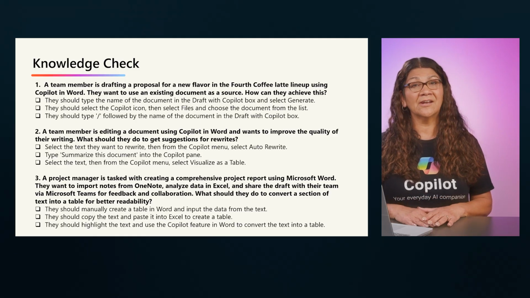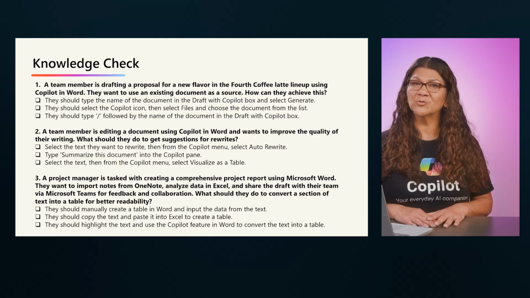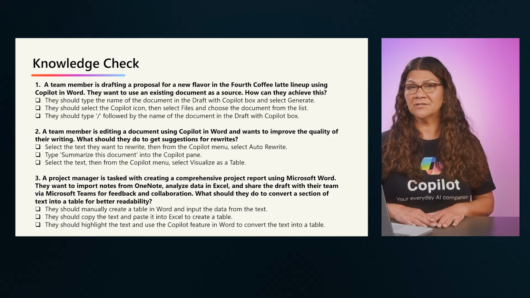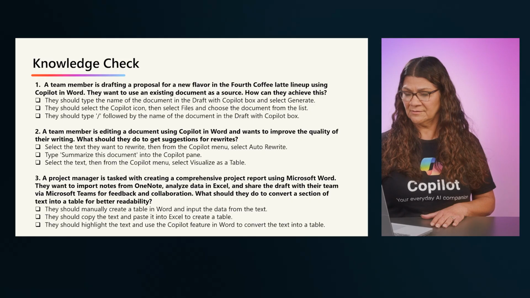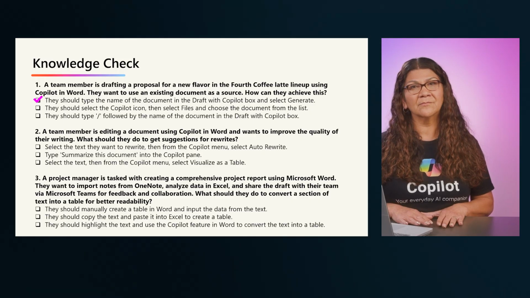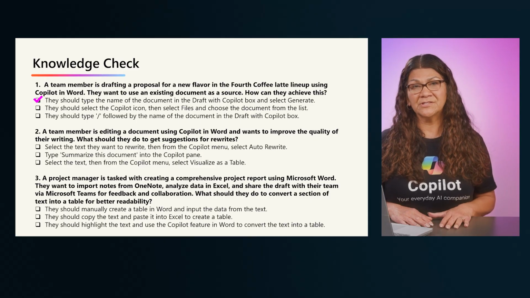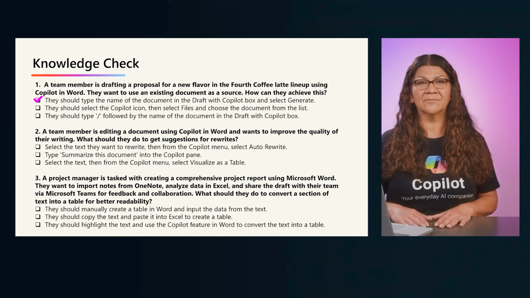Now let's take a look at our knowledge check. Question 1. A team member is drafting a proposal for a new flavor in the 4th coffee latte lineup using Copilot in Word. They want to use an existing document as a source. How can they achieve this? Answer: they should type a slash followed by the name of the document in the draft with Copilot box.